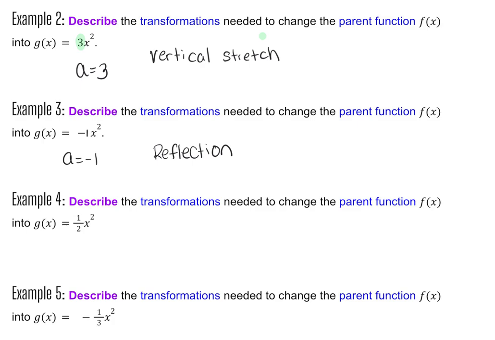So in example 4, we have g of x is equal to 1/2 x squared. So A is equal to 1/2. Now because my A is a positive number, I don't have to worry about reflections. But the fact that there's a fraction, this is going to mean it's going to get wider. So this is called a vertical compression.